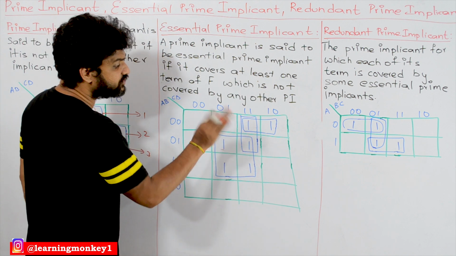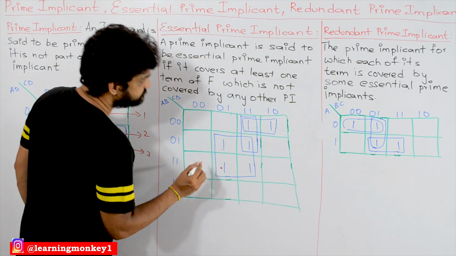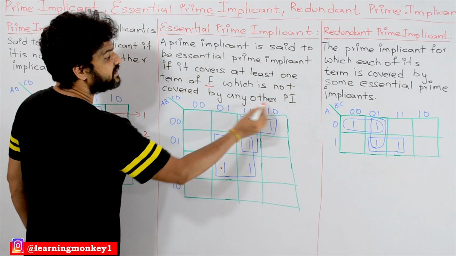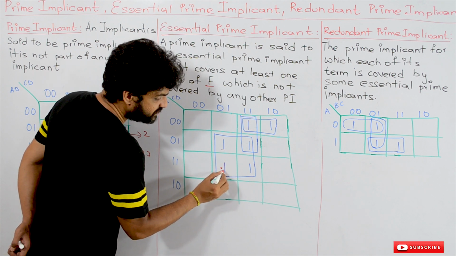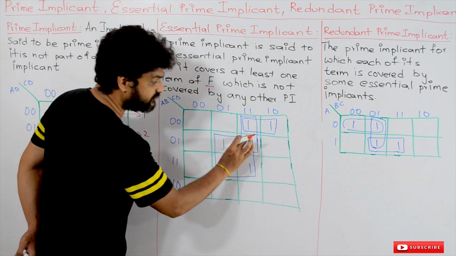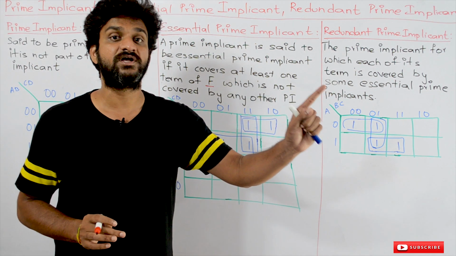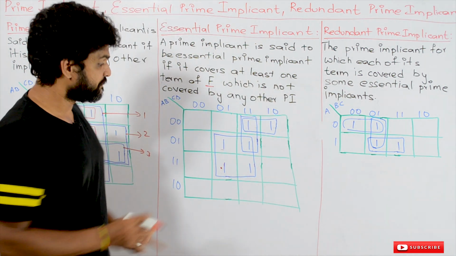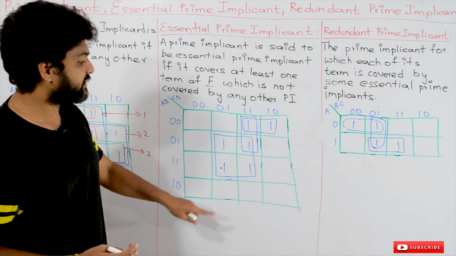A prime implicant is said to be an essential prime implicant if it covers at least one term of function F which is not covered by any other prime implicant. For example, if you take this implicant, this term is not covered by any other prime implicant. It is covered only by this prime implicant. If there exists at least one such term, then that implicant is what we call an essential prime implicant.